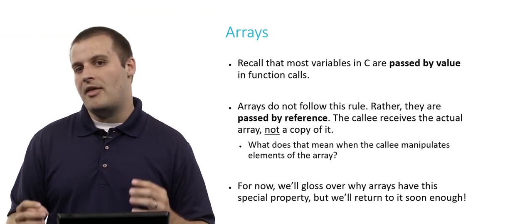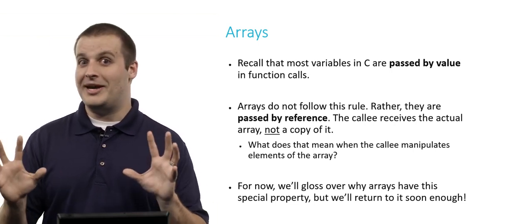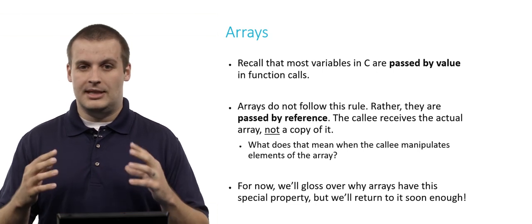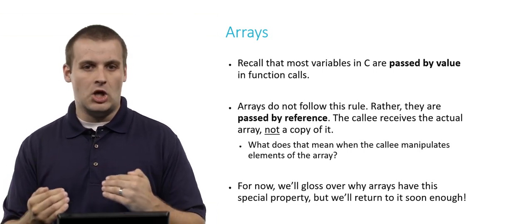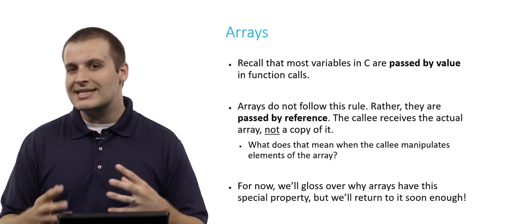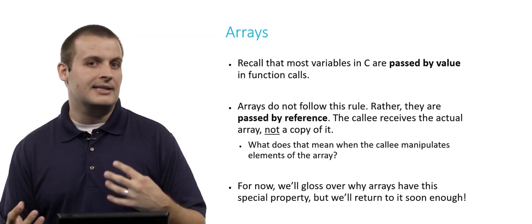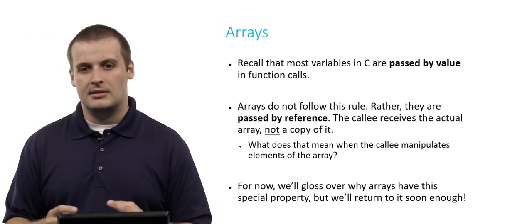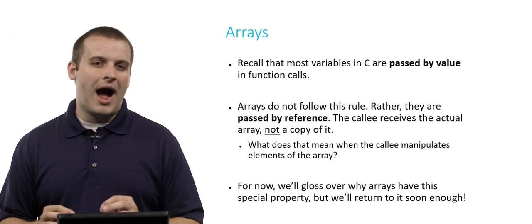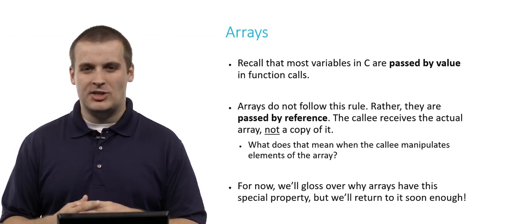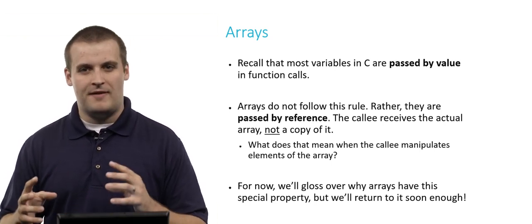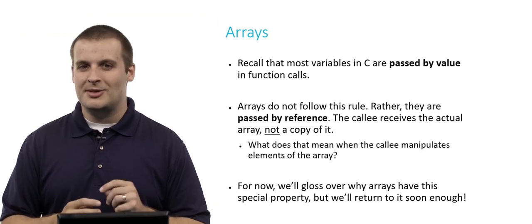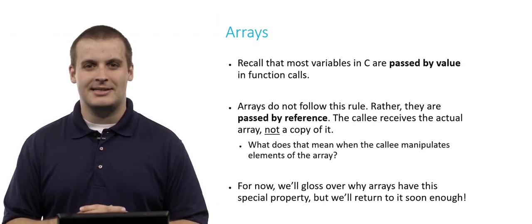We just trust that function not to break anything. So it does actually get the array. It doesn't get its own local copy of it. So what does this mean then when the callee manipulates elements of the array? What happens? For now, we'll gloss over why exactly this happens, why arrays are passed by reference and everything else is passed by value. But I promise you, we will return and give you the answer to this in a later video.